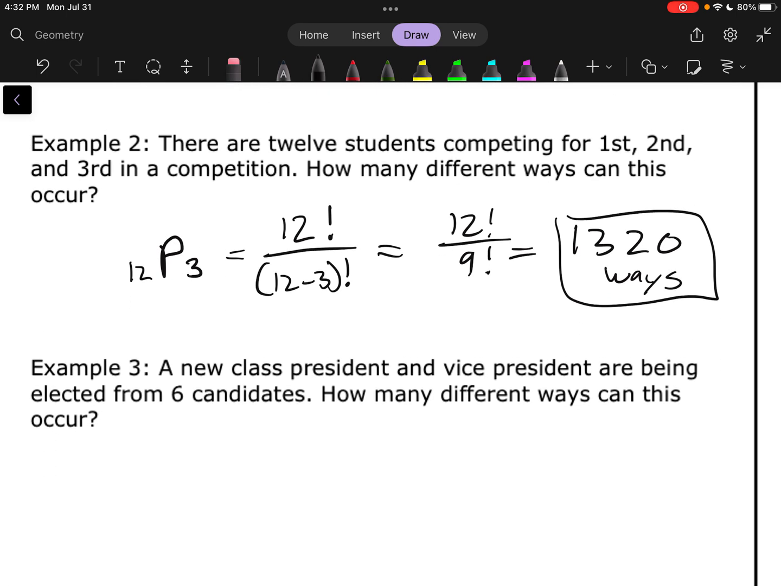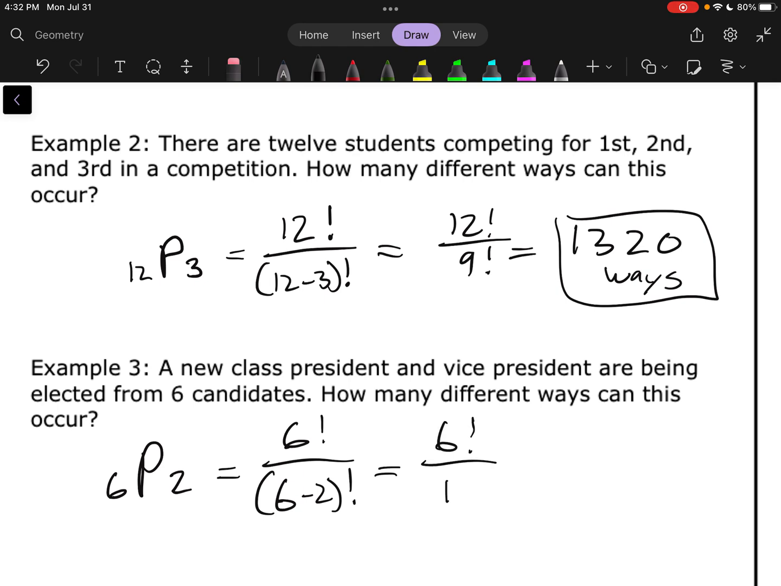Example 6, a new class president and vice president are being elected from 6 candidates. How many different ways can this occur? Well, we got 6 candidates, so that's my big number. And how many people are we picking? Just a president and a vice president, so that's just 2. So this would be 6 factorial over 6 minus 2 factorial. 6 minus 2 is 4 factorial. So 6 factorial over 4 factorial. I typed in 2. That is 30 different ways.